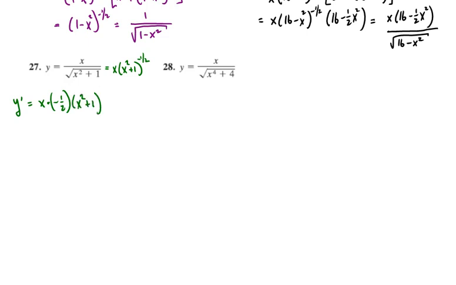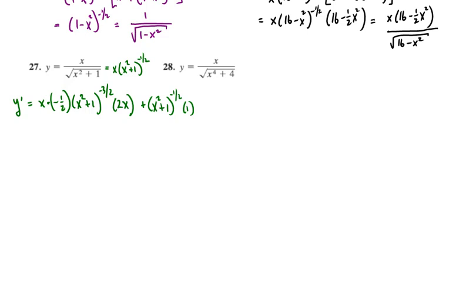Leave the inside alone, x squared plus 1 to the negative 3/2 power. Then times the derivative of the inside. So we took the derivative of the outside, leave the inside alone, times the derivative of the inside, which is 2x. Then plus the second function, x squared plus 1 to the negative 1/2, times the derivative of the first function, which is just 1. And we're ready to begin rewriting.